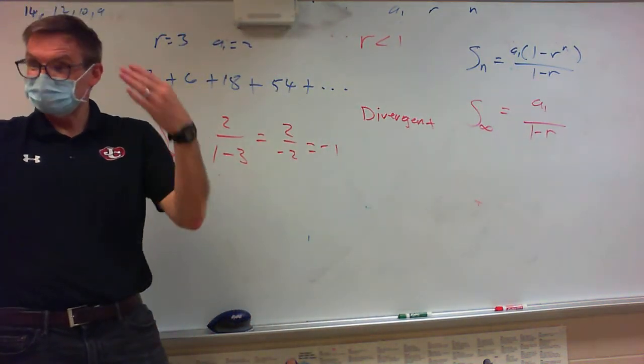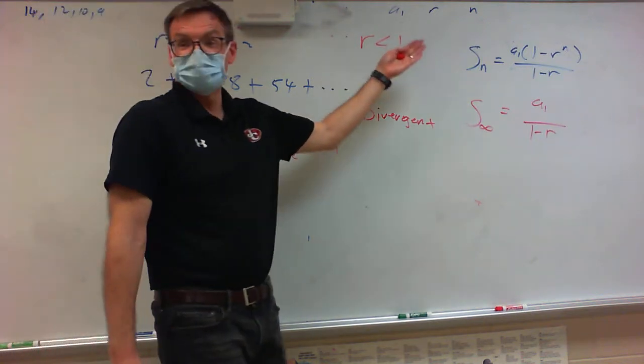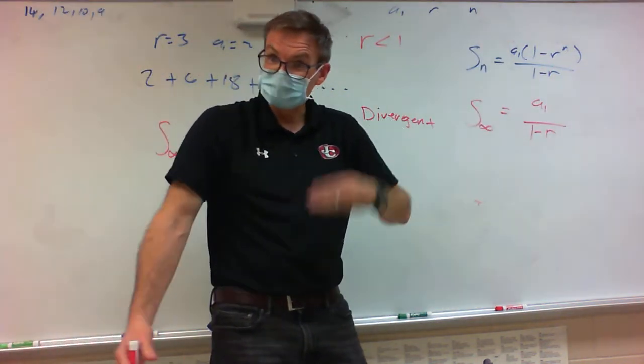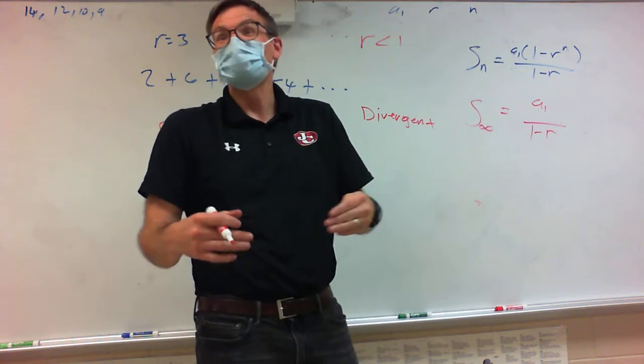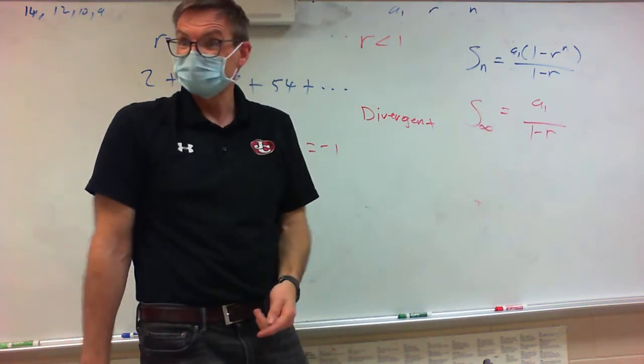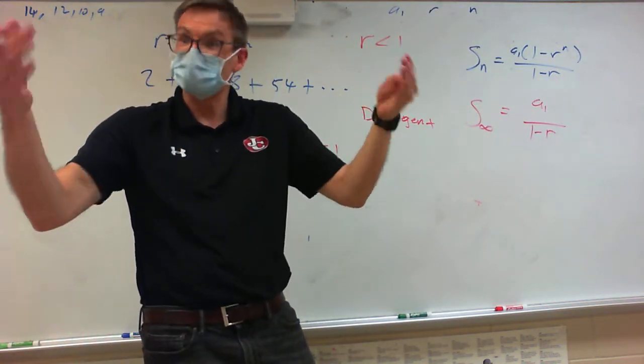And so when you have an infinite geometric series where your common ratio is big, where the numbers keep getting bigger, you're going to get a divergent series, meaning you're not going to get an answer. It blows up. It goes off to infinity.